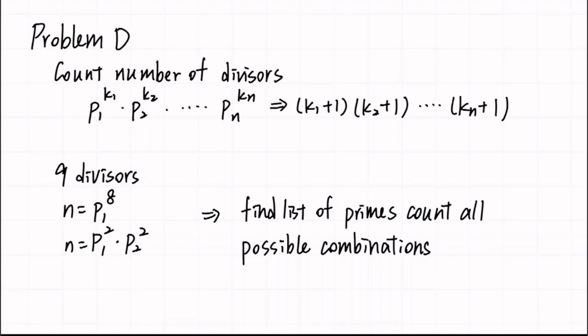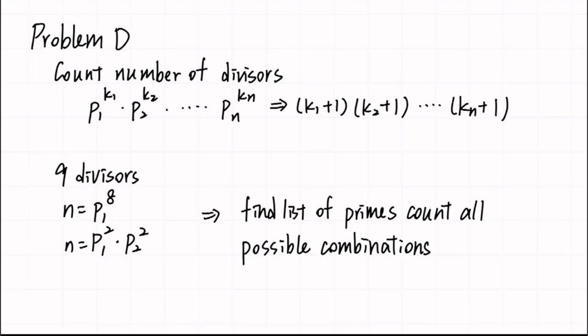We can calculate the number of divisors by first factoring the number. So if we have a number that can be written in this format, then the number of divisors would be (k1 plus 1) times (k2 plus 1) all the way to (kn plus 1). This is because for each prime, let's say for P1, its exponent can be 0 or 1 or 2 up till k1. So there are k1 plus 1 choices for this prime number. And this is the case for each of the primes up to Pn, and we can just multiply all the possible combinations together to find the number of divisors.